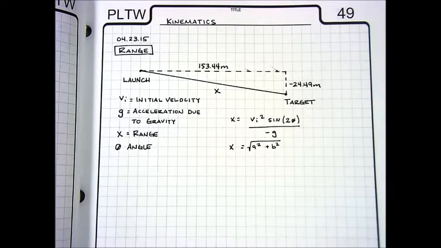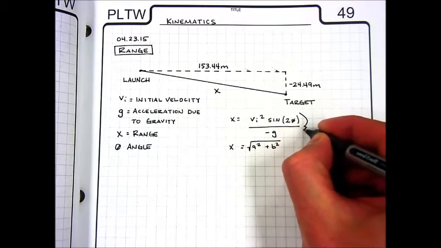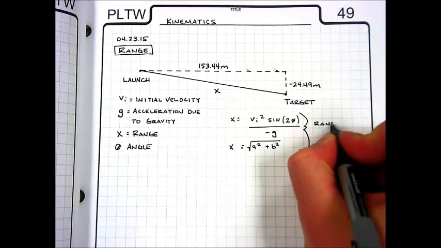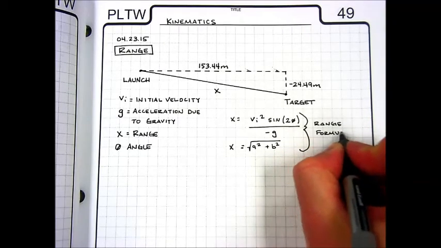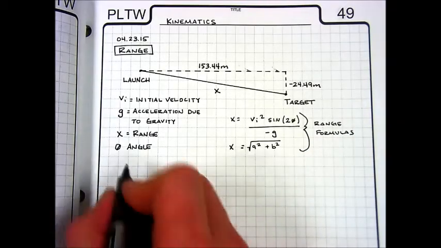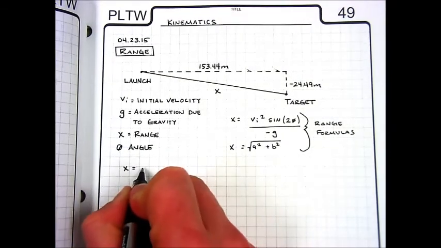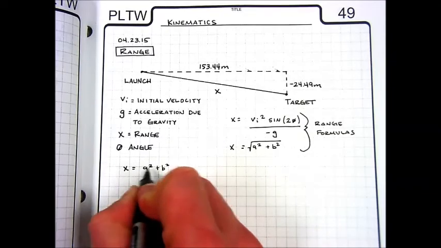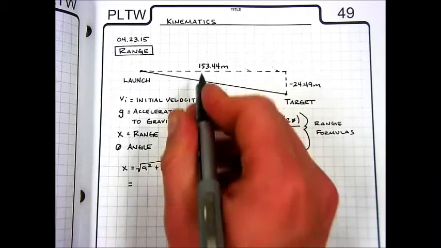And so again, in our problem, we'll go ahead and label these as range formulas. In our problem, we're going to use x is equal to the square root of a squared plus b squared. So we input our data.